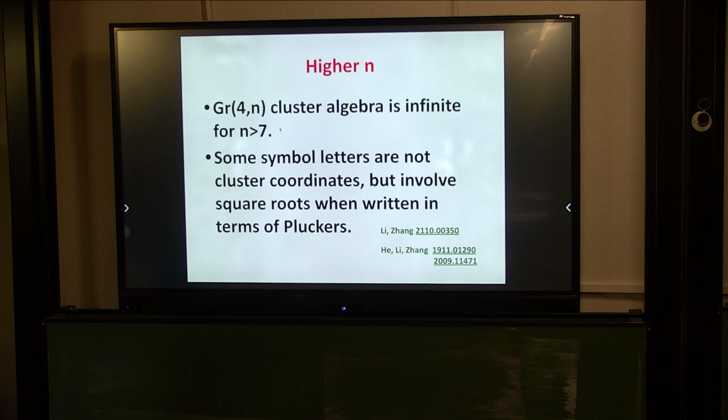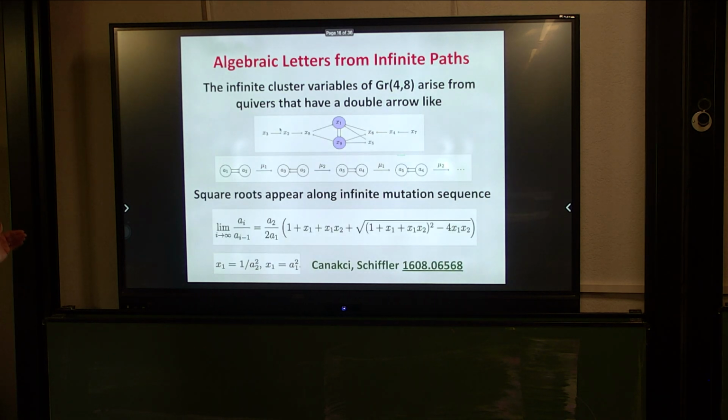I normally have a list of all the papers, but I will just tell you my favorite one, which comes from actually Omer and James. How do you get those square roots? There are various approaches, which I'm not summarizing, but the simplest perhaps is, I don't know if you agree, this one: the infinite cluster variables of Gr(4,8) arise from quivers that have a double arrow like this. And so if you look at the cluster algebra given by this quiver, it goes forever.